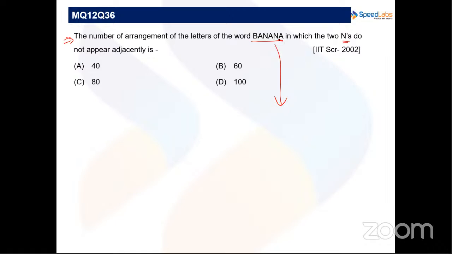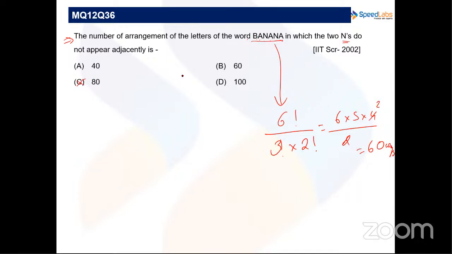There are 6 letters: 1, 2, 3, 4, 5, 6. That will be 6 factorial upon 3 factorial into 2 factorial, which is 6 into 5 into 4 upon 2. So this will be 60 ways. In 60 ways we can arrange it. Okay, so 80 cannot be the answer.